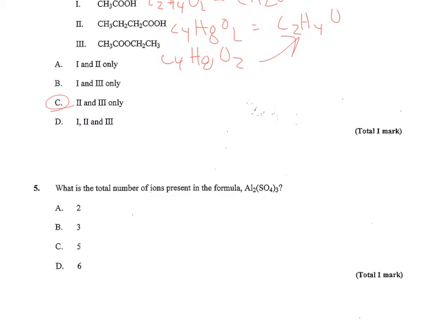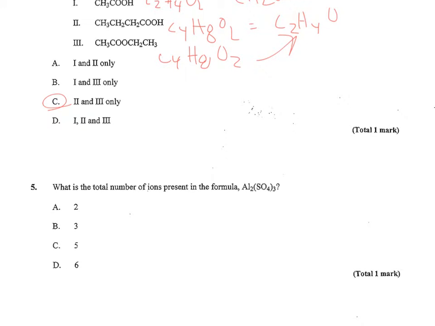Number 5, what is the total number of ions present in the formula? Well, Al plus 3 is an ion, and there's 2 of them. And SO4 is a polyatomic ion, and there's 3 of them. So my total ions are 5.